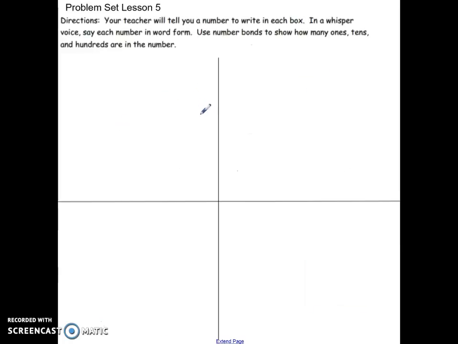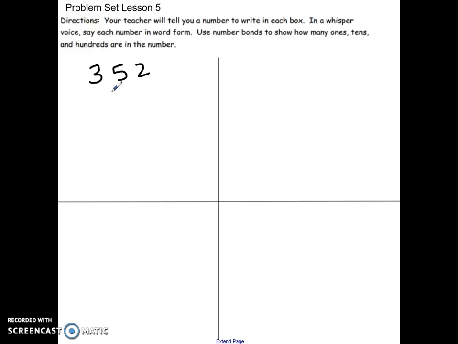So now you need to open up your workbook page and find the problem set for Lesson 5. The directions say your teacher will tell you a number to write in each box. In a whisper voice, say the number in word form. Use number bonds to show how many ones, tens, and hundreds are in the number. So we're going to just do one together. So let's use the number 352.